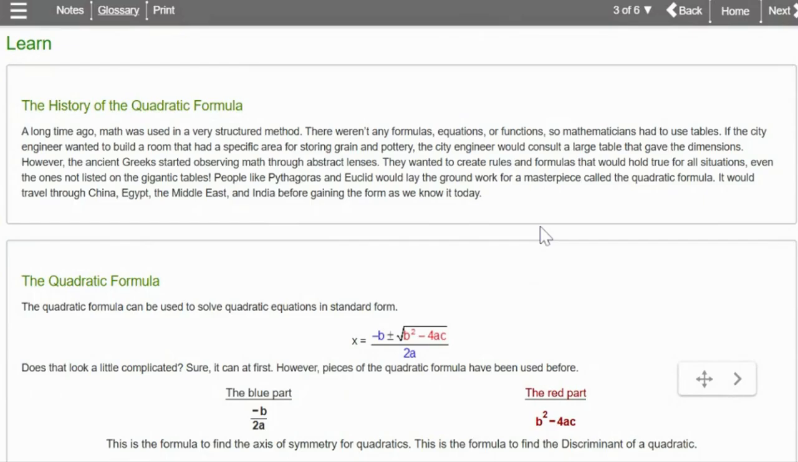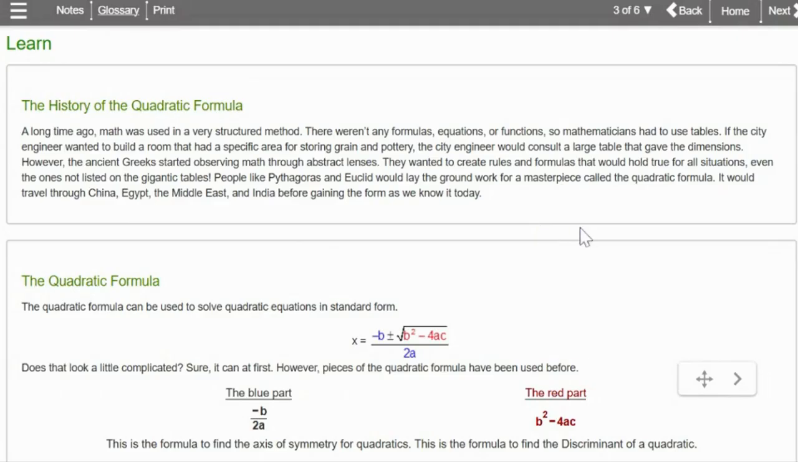If the city engineer wanted to build a room that had a specific area for storing grain and pottery, he would consult this large table that gave all these dimensions. But the ancient Greeks started observing math through abstract lenses, more where you could use X's and Y's instead of having to use a number for everything. They wanted to create rules and formulas that would hold true for all situations, even not the ones listed on their gigantic math tables.